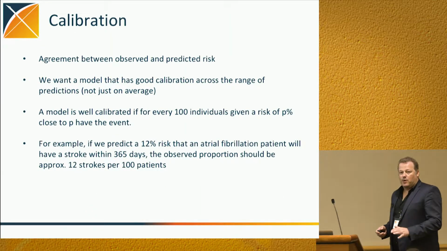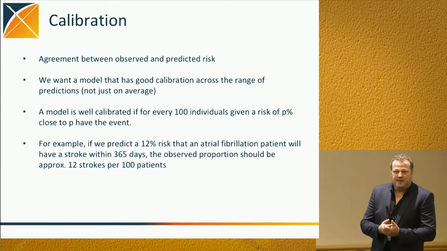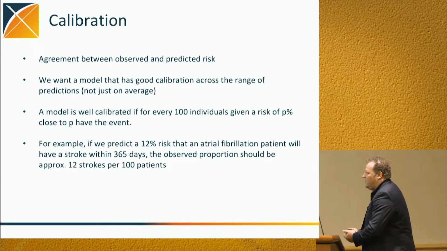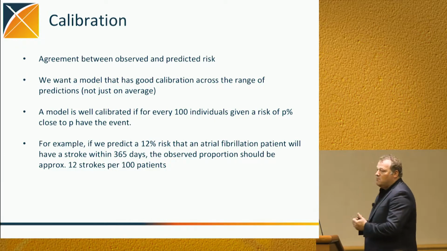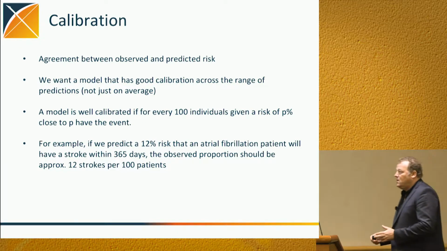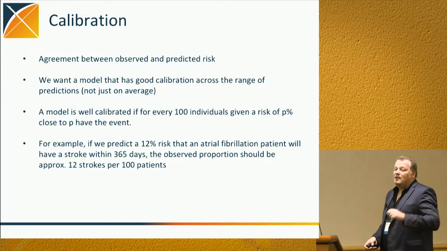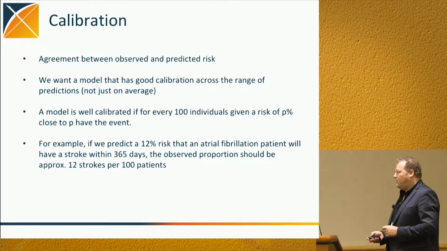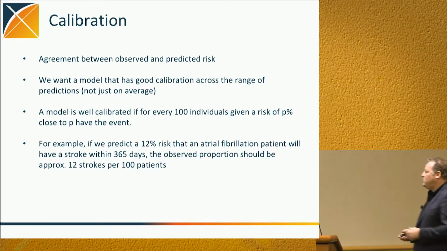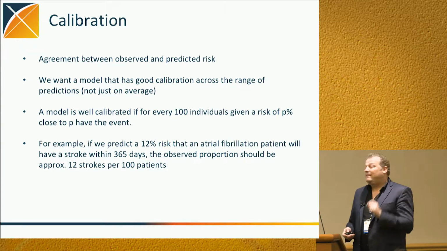Calibration is another very important thing to assess, and you see many papers that do not assess calibration, and we think that should be there for every prediction problem. That's the agreement between the observed and predicted risk. What we want is a model that has good calibration across the range of predictions. So not just on average, but for each of the individual levels of prediction probability, it needs to match the really observed frequency. A model is well calibrated if for every 100 individuals given a risk of whatever percentage, indeed that amount of people do get the event.